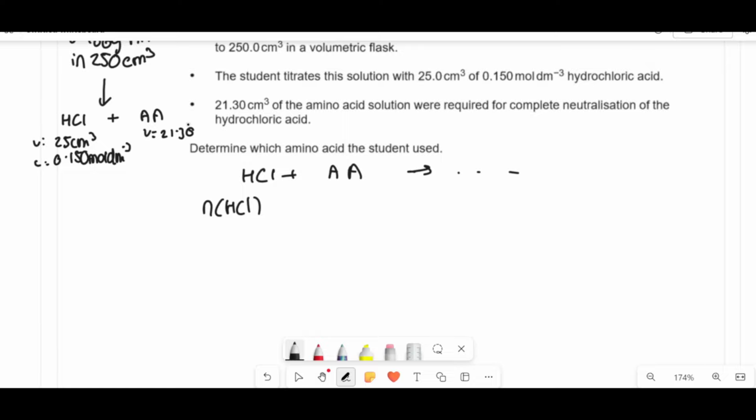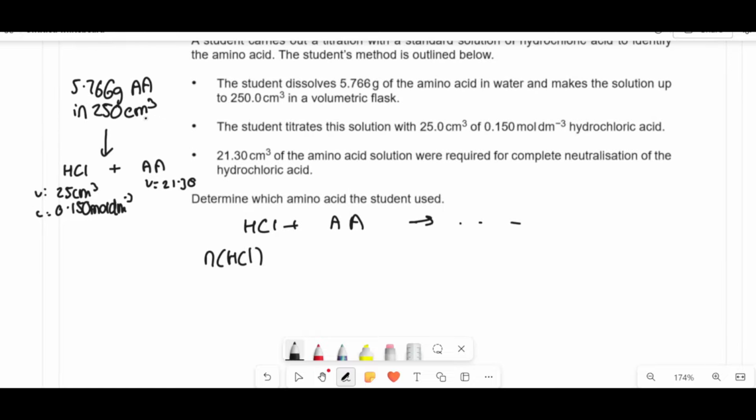I'm now going to find the moles of this HCl. I'll know how many moles were in this 21.3 centimeters cubed. I can work backwards, find out how much is in 250, get there. I've got the mass, I've got the moles. I can work out the MR, and then I can go figure out what it is.